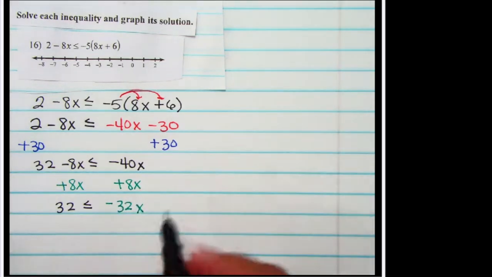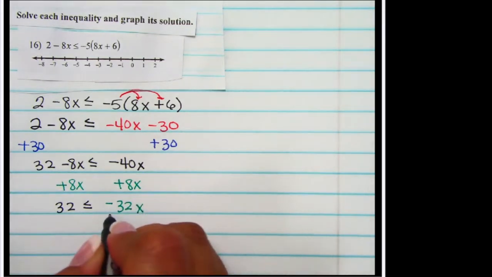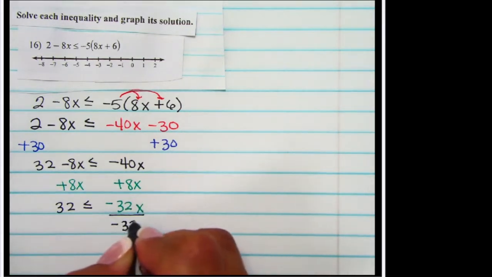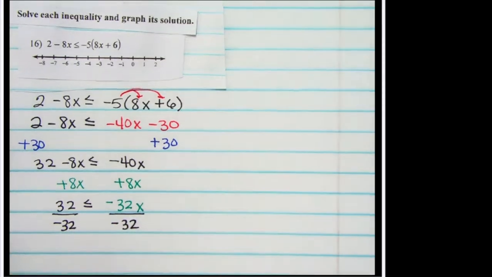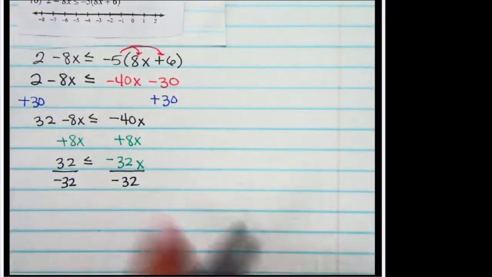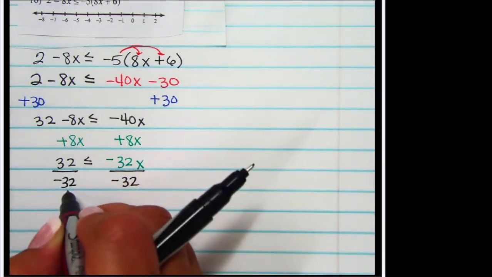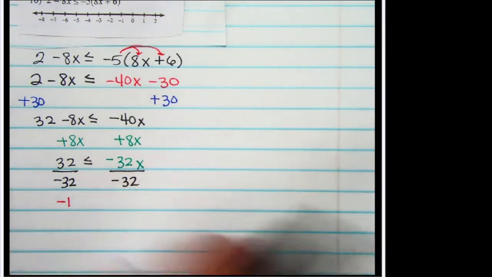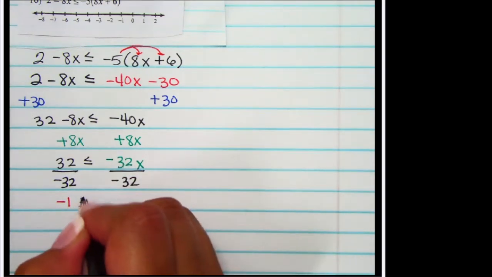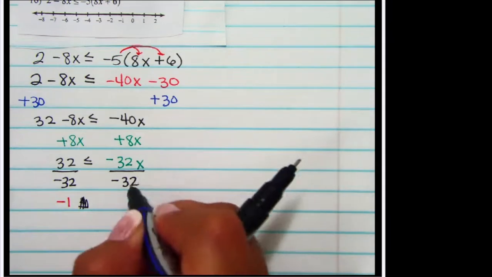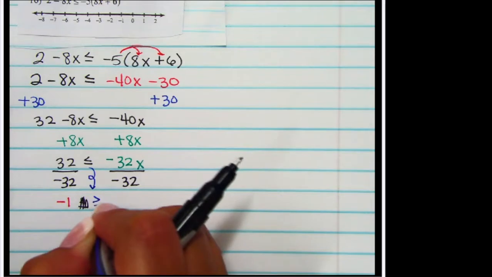Now, I need to get rid of this negative 32 times x. The way to get rid of a negative 32 when I'm multiplying is to divide by negative 32. So I got rid of this multiplication by dividing. 32 divided by negative 32 is negative 1. These 32s are going to cancel. Whoops! But don't forget, I divided by a negative, so I need to flip the direction of that inequality symbol.